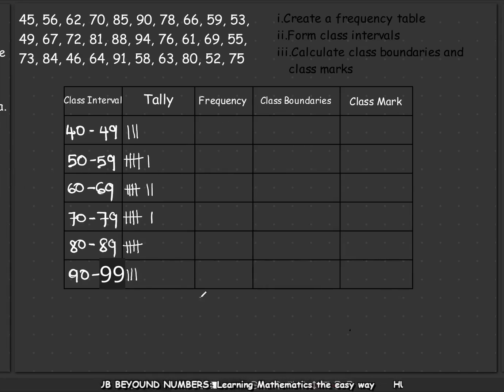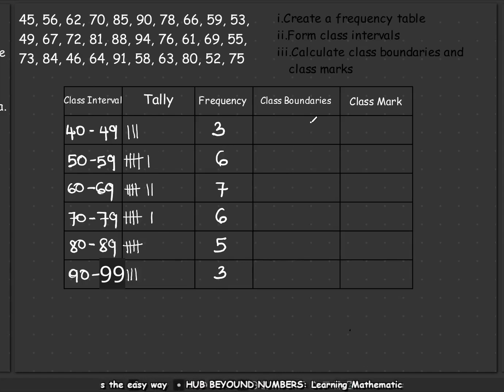Now we come to our frequency. So for the interval 40 to 49, I had 3. So there are 3 of them. Then 50 to 59, we have 6. 60 to 69, that gives us 5, 6, 7. So there's a 7. Then 70 to 79, we have another 6. 80 to 89, that gives us a 5. Then 90 to 100, I just had 3. So at this stage, we have our class interval, our tally, the frequency.